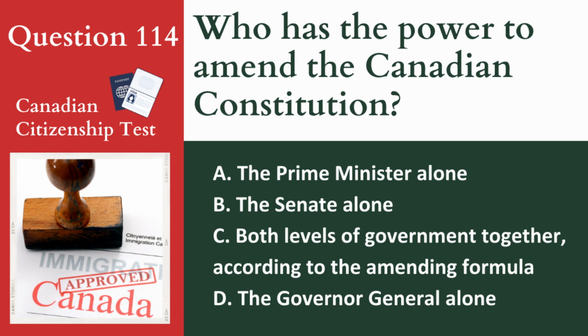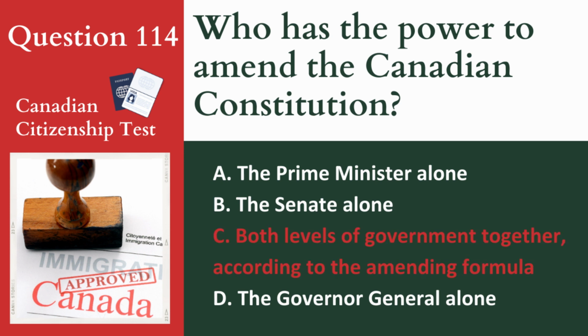Question 114. Who has the power to amend the Canadian Constitution? A. The Prime Minister alone. B. The Senate alone. C. Both levels of government together, according to the amending formula. D. The Governor-General alone.